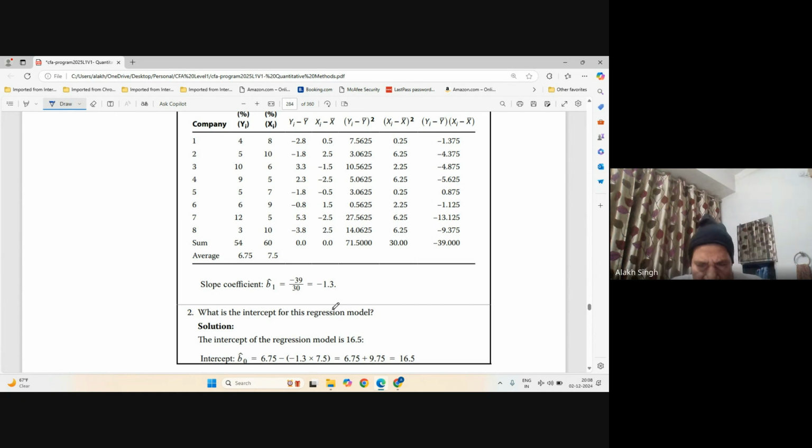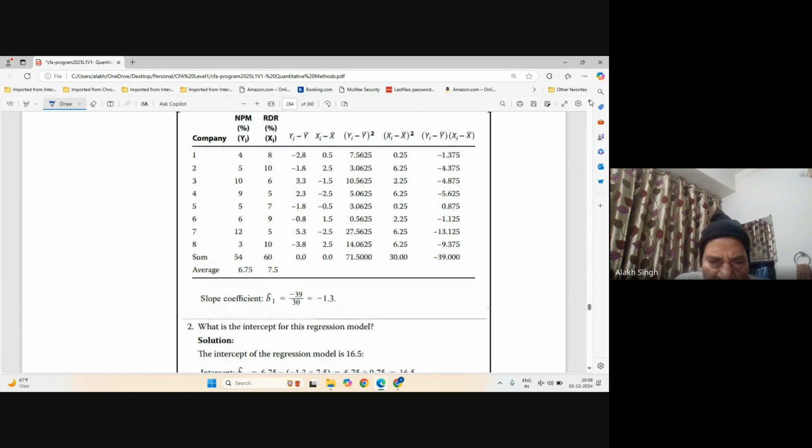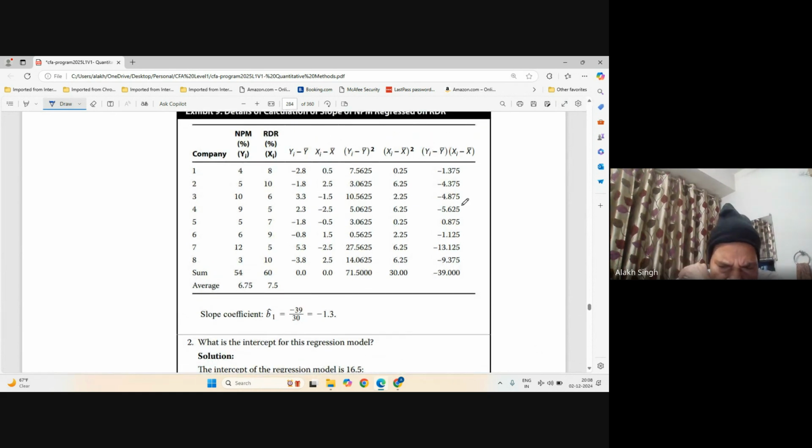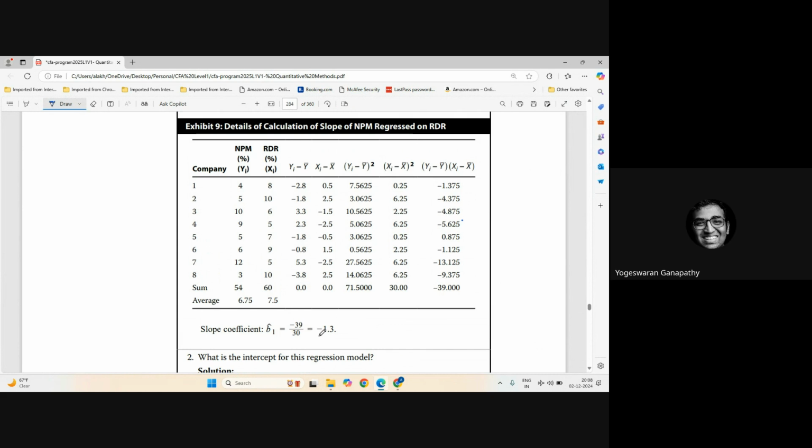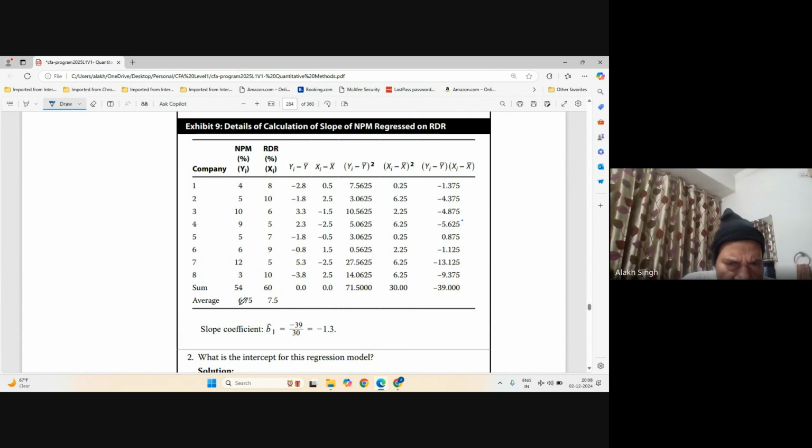So, what is the intercept of this? From here, you have been given B1. Suppose you are given this data, how will you calculate beta 0 hat? Beta 1 is already given. It is just the averages of X bar and Y bar. So this one is the average, Y bar, and this one is X bar.